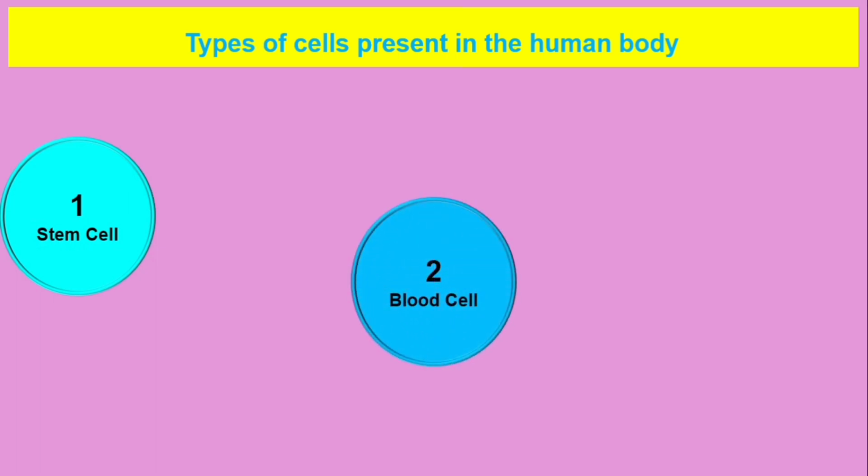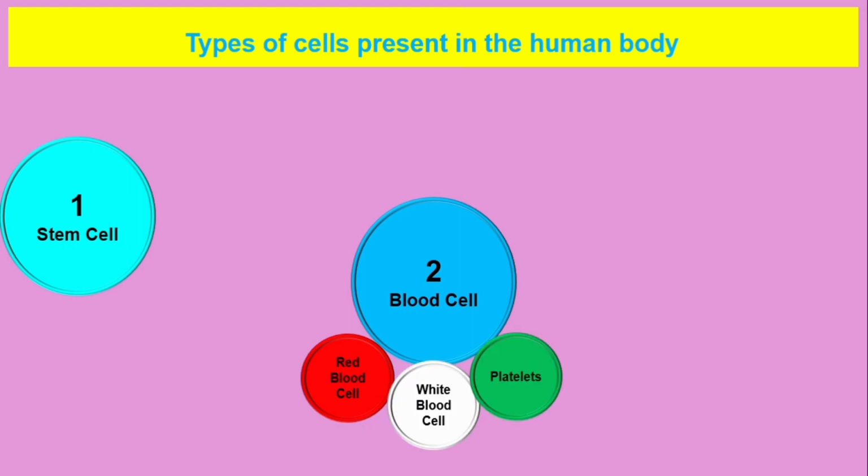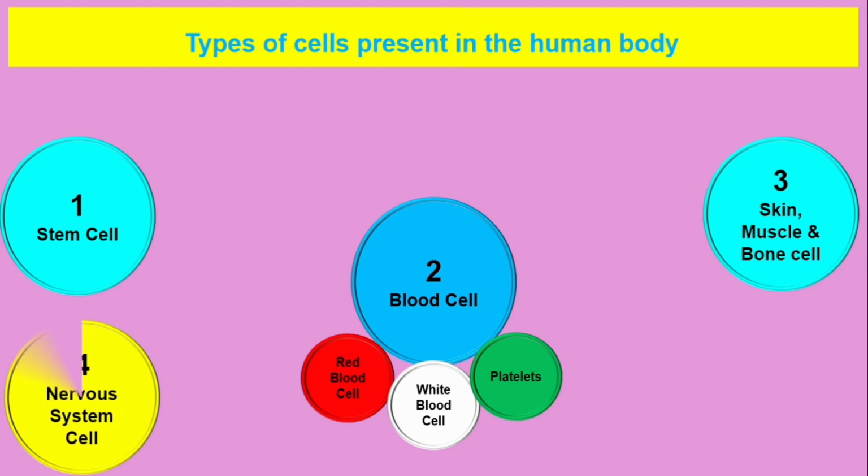Types of cells present in the human body. We have divided the cells into 5 main types. Number 1, stem cell. Number 2, blood cells, and under this category we will discuss red blood cells, white blood cells and platelets. Number 3, we will discuss the cells present in our skin, muscles and bone. Number 4, we will discuss the cells of our nervous system. Number 5, we will discuss the cells of the reproductive system.